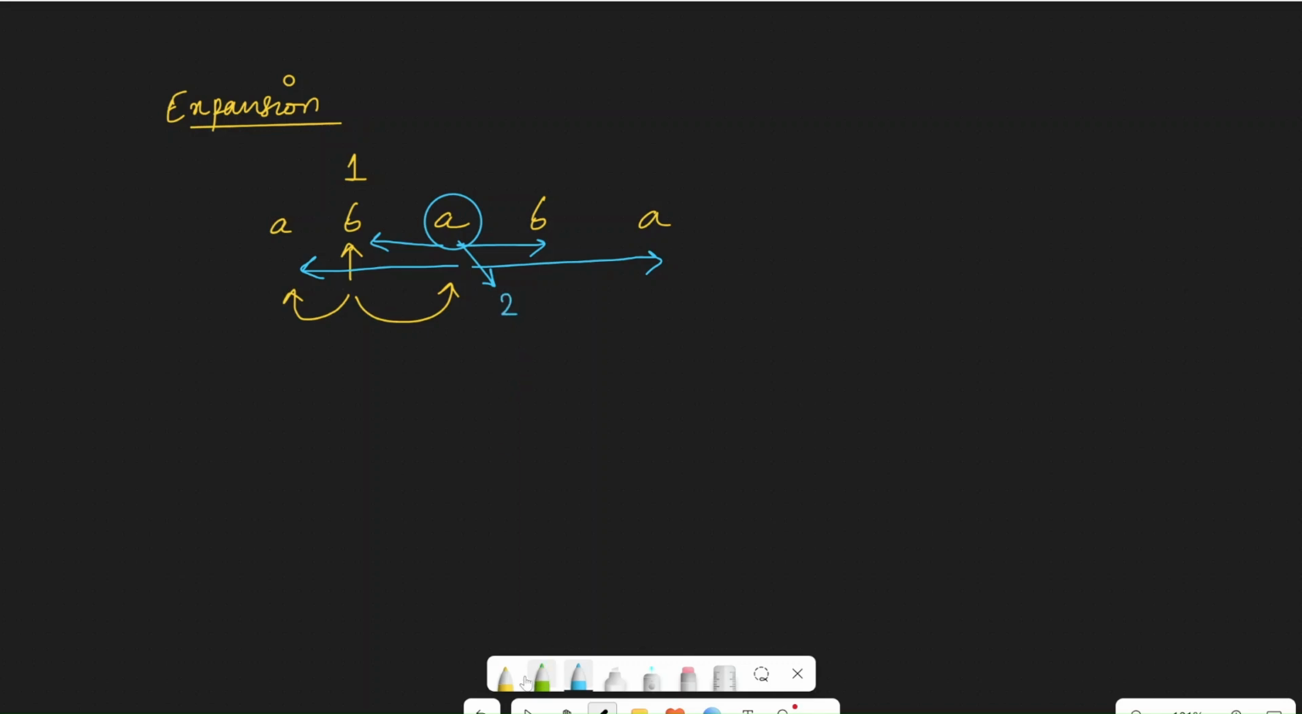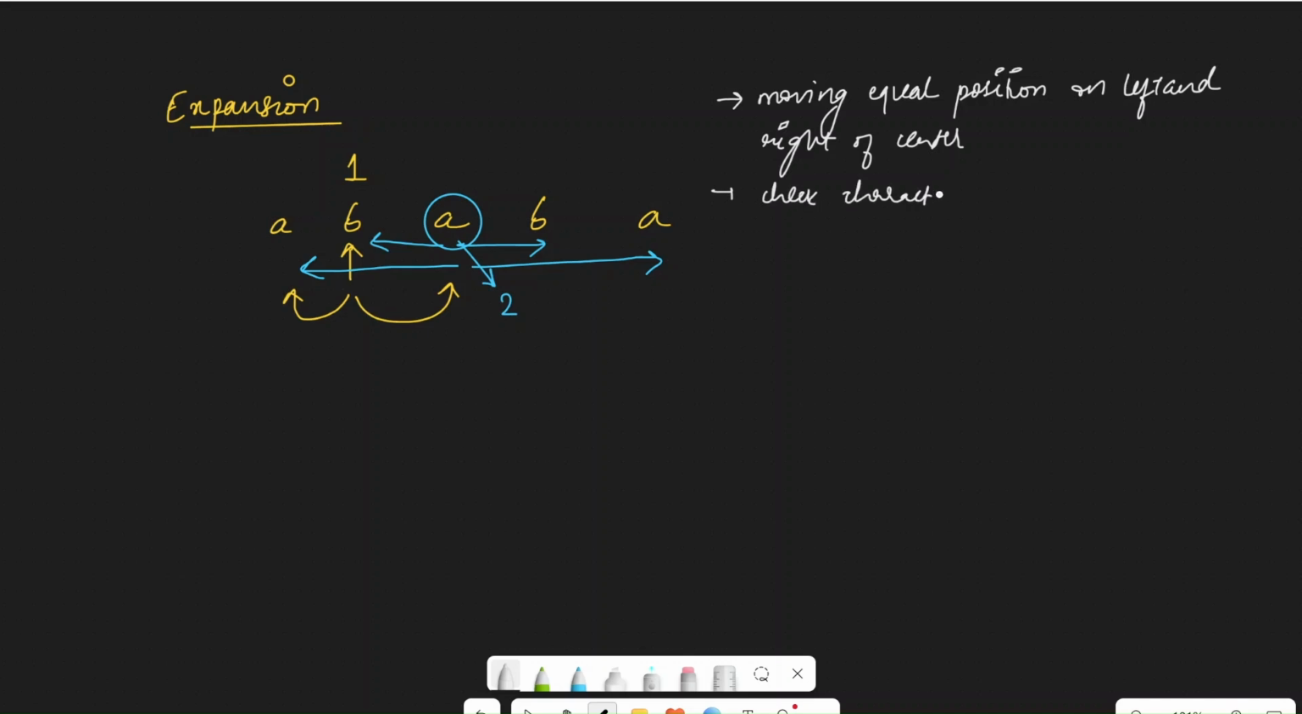So this process is called expansion. So essentially what we are doing is moving equal positions on left and right of the center. Check characters at these positions. If they match, keep repeating. So keep going, one place, another place to the left, another place to the right.